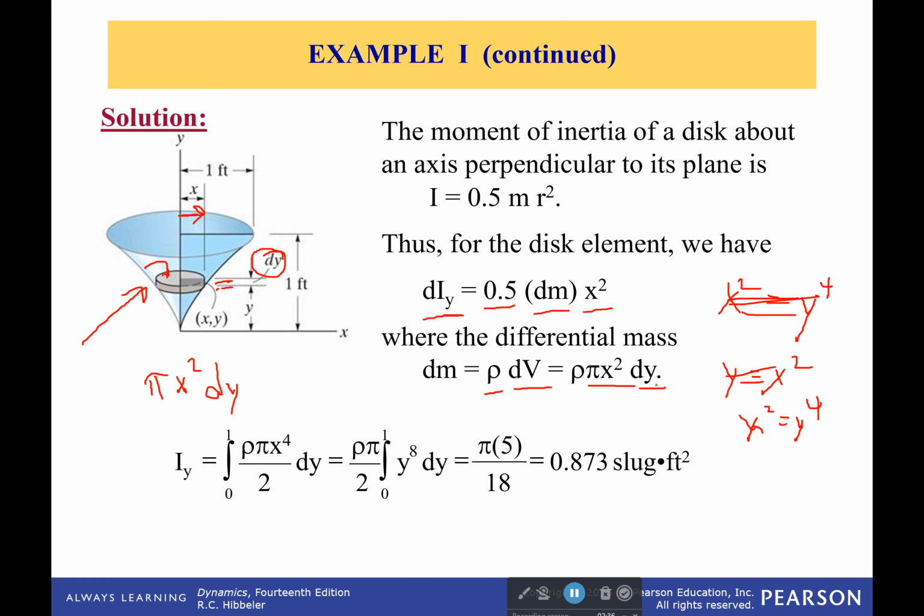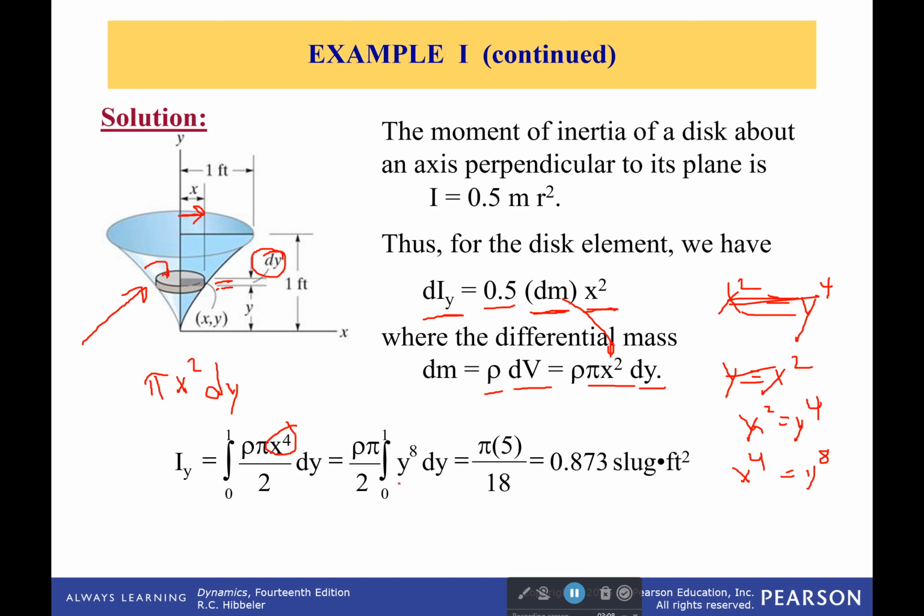So we bring it out and we start looking at everything and say, okay, do we have everything we need? Let's look around. Well, we have x squared right here. We have x to the fourth. Wait a minute, what happened? That's simply because we had dm, which has x squared in it, times x squared. So that's why we have x to the fourth right there. So if x squared is equal to y to the fourth, then x to the fourth would be equal to y to the eighth.